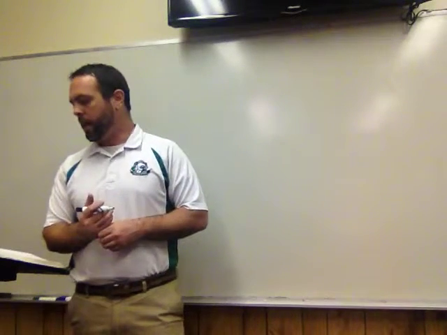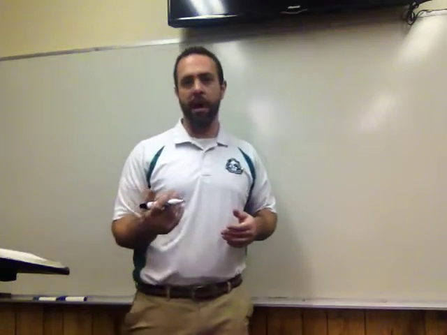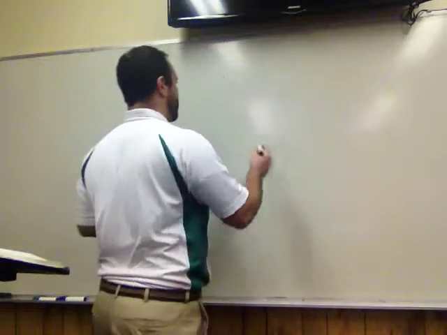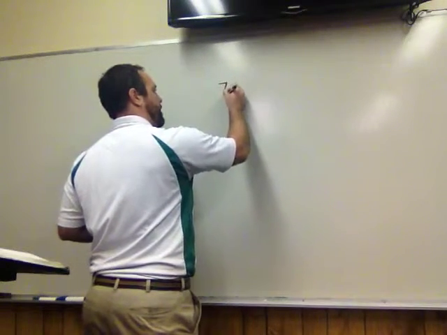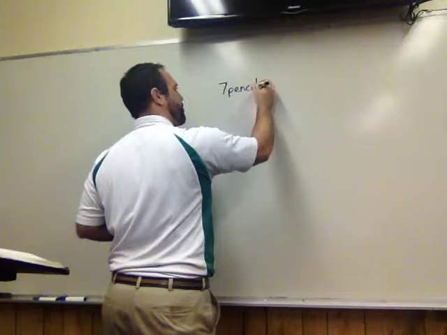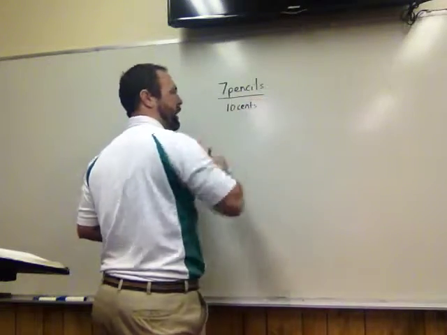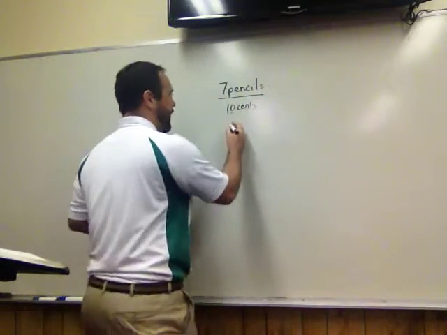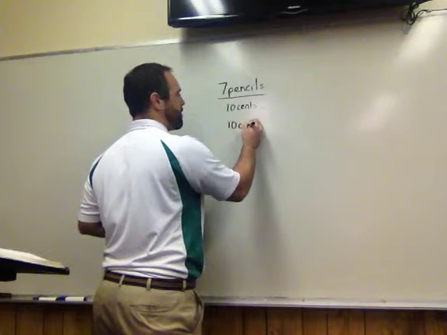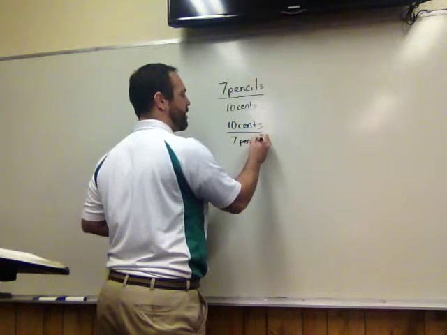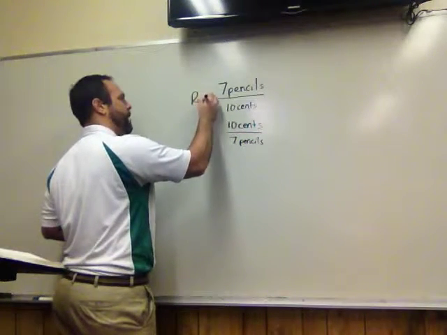There's a couple different ways to say a rate. For instance, you'll see at the top of your book on lesson 44, you could say, I'm going to buy pencils, 7 pencils cost 10 cents. So I could say the rate was 7 pencils for every 10 cents. I can also flip that, and say 10 cents for every 7 pencils. These are two different ways that I can write my rate.